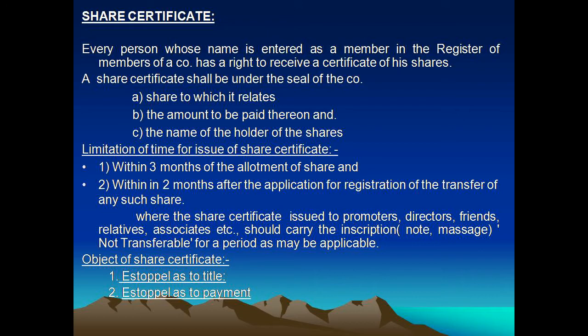However, the issuance of this share certificate is subject to certain limitations, that is, a limitation of time. Within 3 months of the allotment of such shares, the company has to issue a share certificate. Or in a case where the shares are to be transferred from one person to another, then within 2 months after the application for registration of transfer for such share is made, the share certificate shall be issued. Where the share certificate is issued to the promoters, directors, friends, relatives, associates, etc., such share certificate shall also carry an inscription, that is, a message saying that it is not transferable for the period for which it is applicable or which the company has specified.